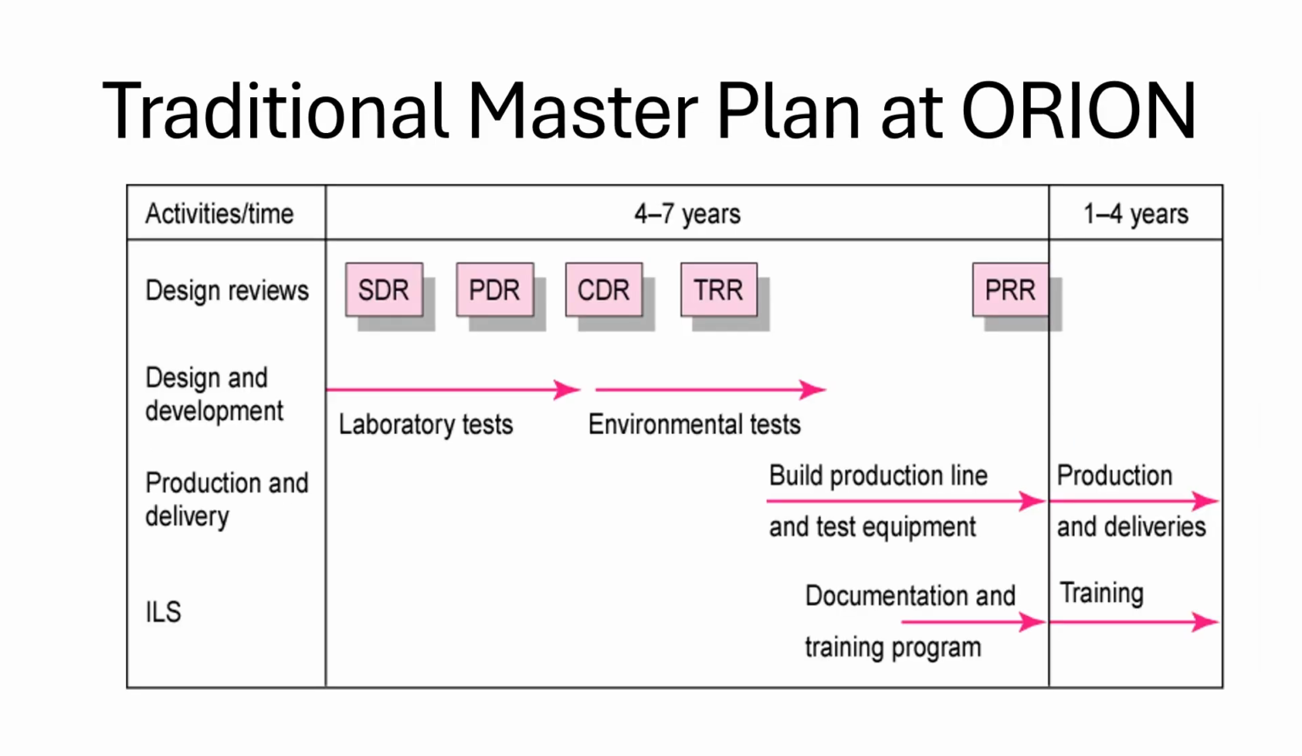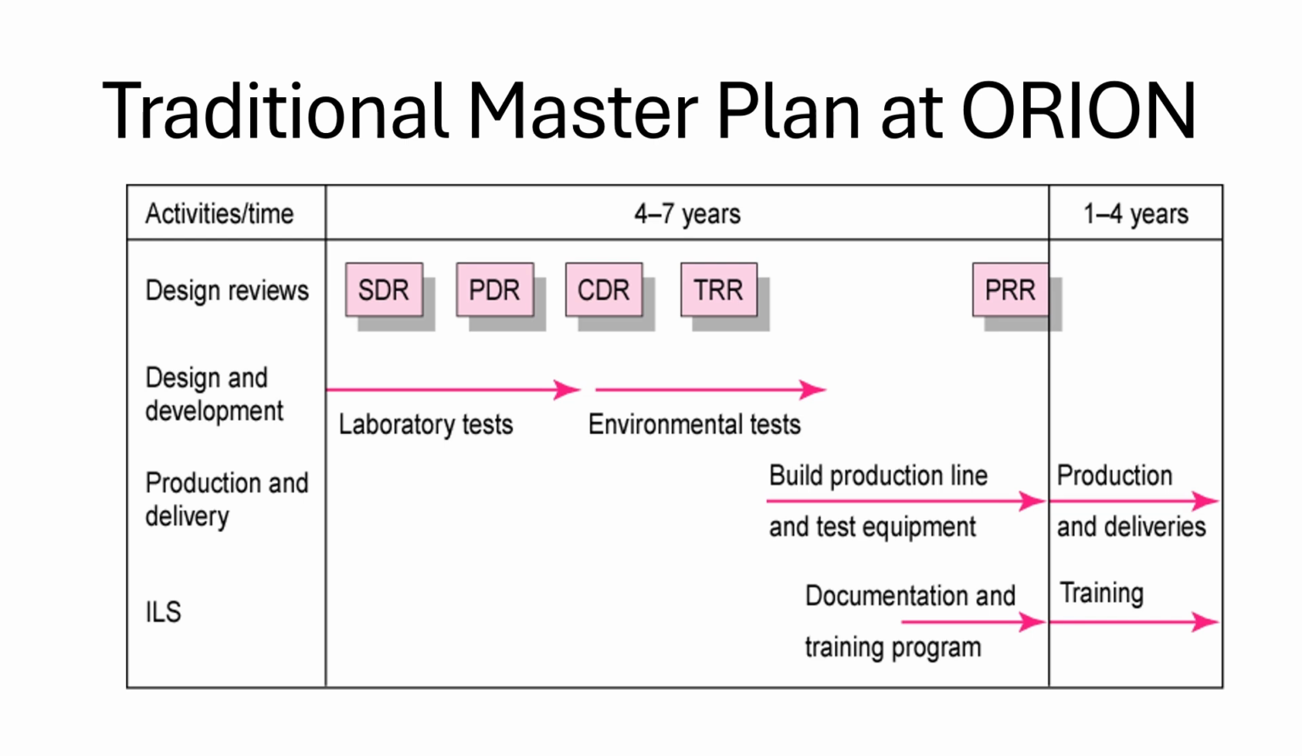This is another figure that represents the traditional master plan of Orion for product development. This normally takes 4 to 7 years and then 1 to 4 years time frame.